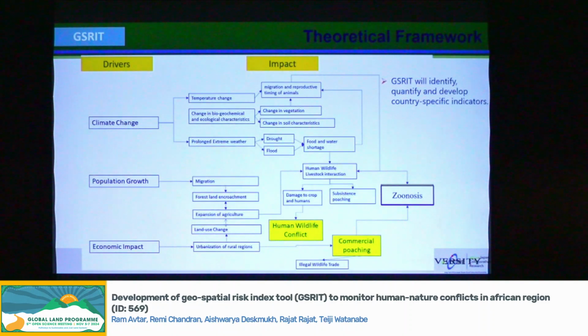So this is the theoretical framework. These are the main drivers that we are looking into: climate change, the growth in the population, the economic impacts, and what the impacts of these different drivers are, how they are interlinked, and what their connections are. So we are looking into all these components. We are bringing all this climatic data, the socioeconomic data, as well as the data that is coming from the land use, land cover. And we are integrating all this data in a framework to develop this GSRIT tool. And finally, we look into the risk area based on our past incidences.